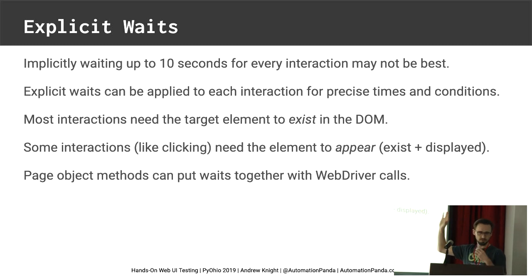Explicit waits. We talked a little bit about that, implicit versus explicit. Implicitly waiting up to 10 seconds may not be the best for a large-scale project. You may have to use explicit waits for more precise timings and conditions, because not everything in your app will be done in 10 seconds. Maybe some things take longer, so you need to tune that. Most interactions will need the target elements to exist in the DOM, so that could be a precondition. Sometimes you need to make sure that not only do they exist, but they also appear, meaning they're displayed. A lot of this stuff you should be putting in page object methods. Why? So you get the reusability. So just keep that in mind.